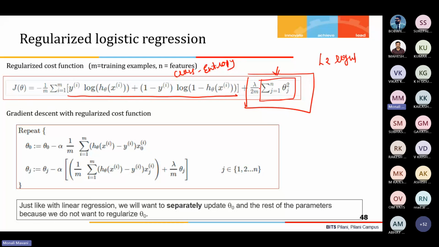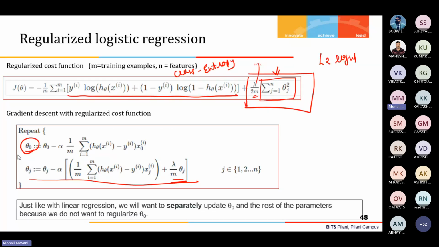Same thing, even in linear regression we add the same term at the end of the cost function. Lambda is, as usual, the regularization constant, and this is about the training examples, how many training examples we have. Similarly, we will observe changes in the gradient update rule. So this is the gradient update rule for regularized logistic regression. And as usual, we will not regularize theta 0. This is the general theory which is applicable here as well.